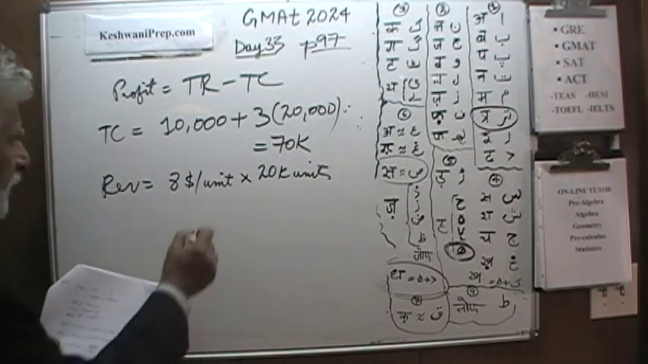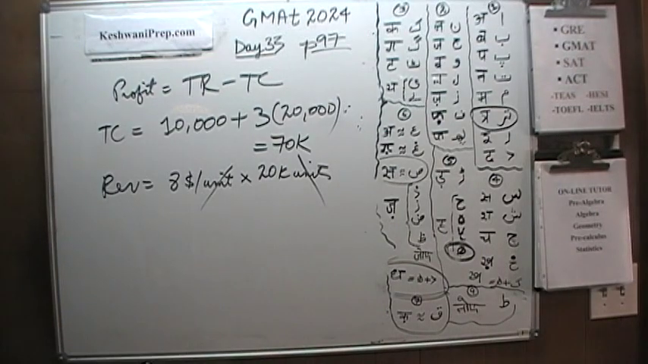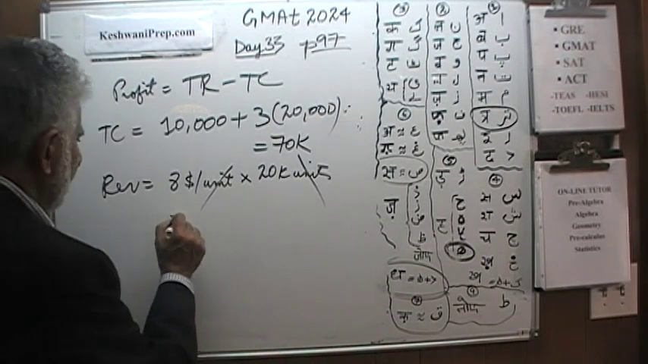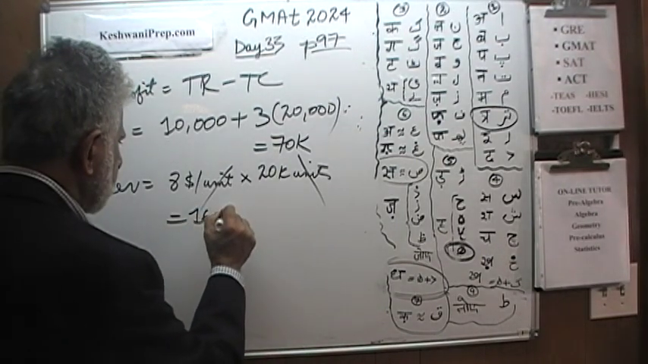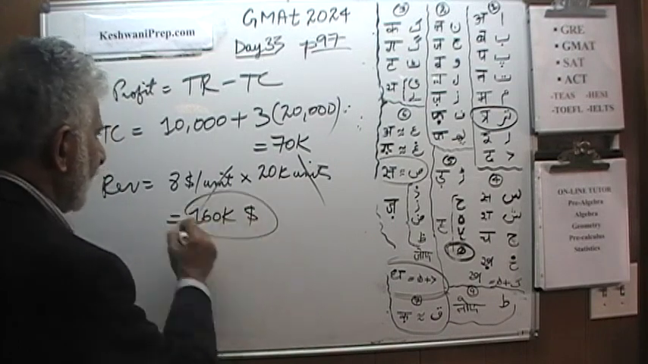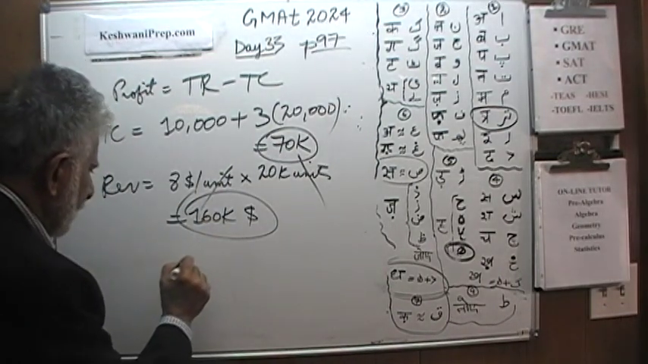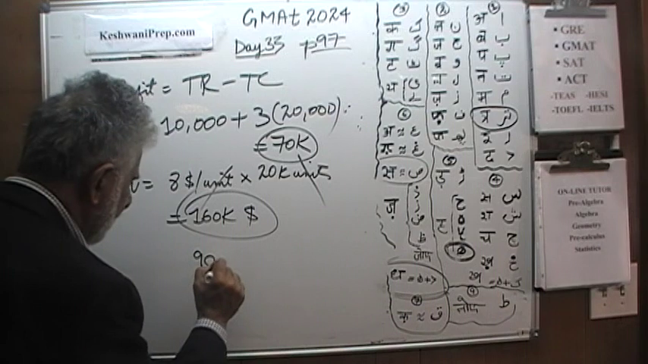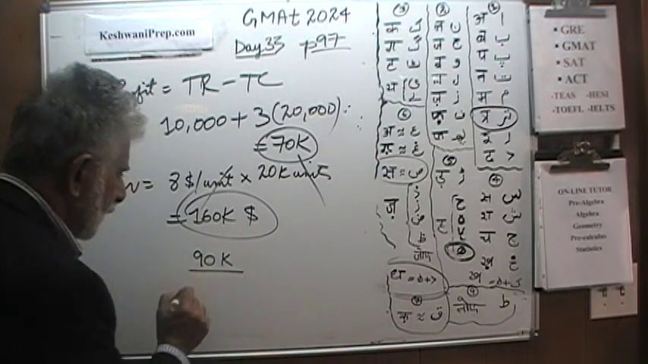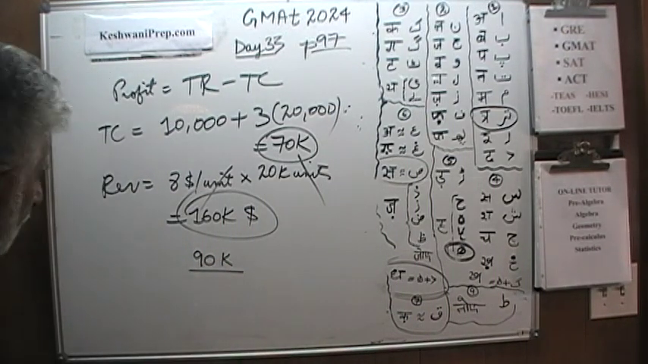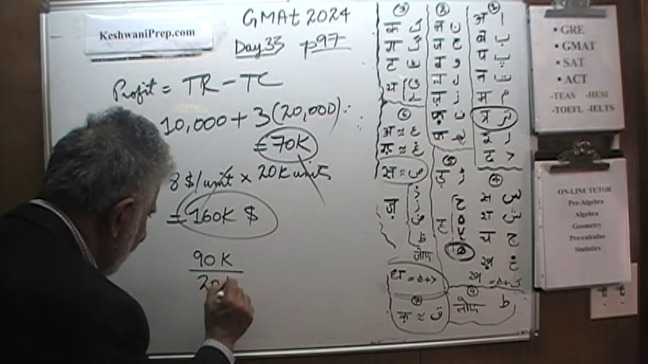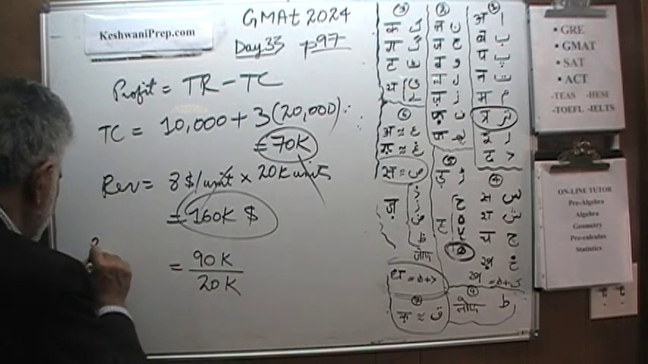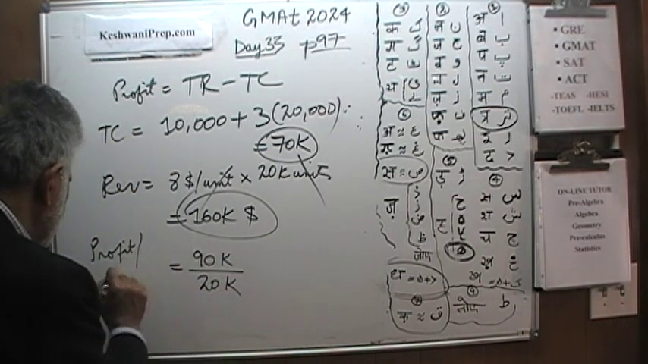There you go. As you can see, the units are going to drop out. So it's 160. That's it, we're done. 160 minus 70 gives us a gross profit of $90,000. And we are told that we sold 20,000 units. So that represents the profit per unit.